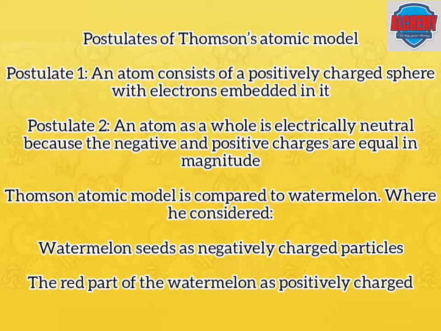The postulates of Thomson's model of atom are: an atom consists of a positively charged sphere with electrons embedded in it. Second point, an atom as a whole is electrically neutral because the negative and positive charges are equal in magnitude. Thomson's atomic model is compared to a watermelon, where he considered watermelon seeds as negatively charged particles and the red part of the watermelon as positively charged.